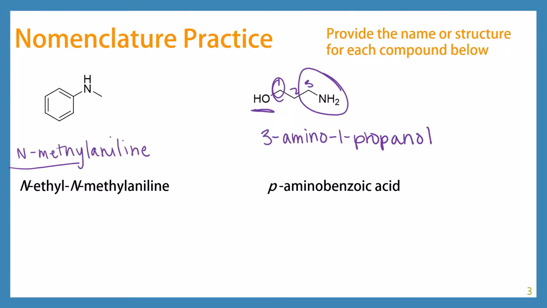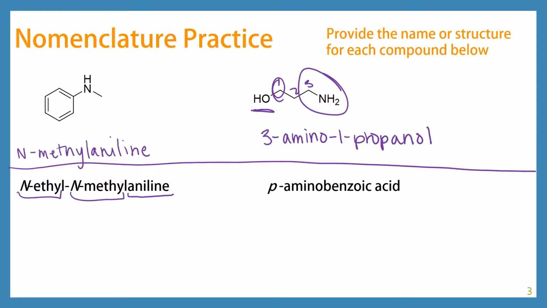For our next two, you're given a name and you have to come up with a structure. So I would start building up from the biggest piece. So this is a bunch of substituents coming off of aniline. So the first thing I would do is draw aniline. And then it says N-ethyl, N-methyl. So that's my structure.